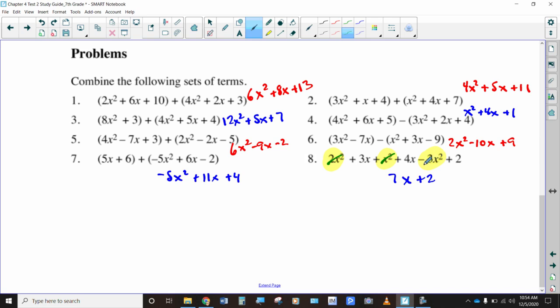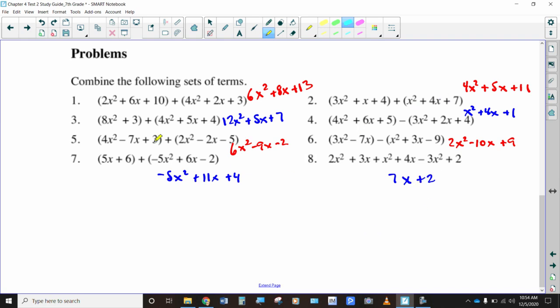These guys are going to make a zero pair and completely cancel out. Then we've got 3x's and 4x's that make your 7x's. And then this 2 doesn't have anyone to combine with, so it's just going to stay exactly how it is. So for problem number 8, these guys combine to make 7x plus 2.